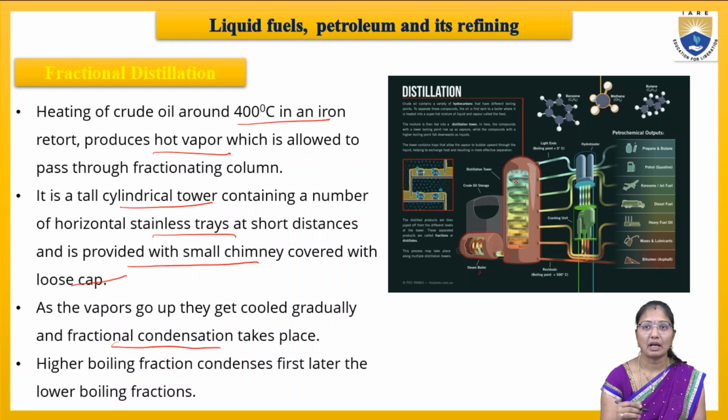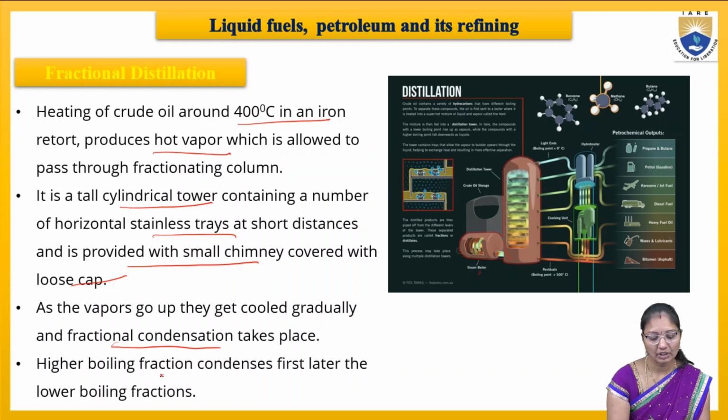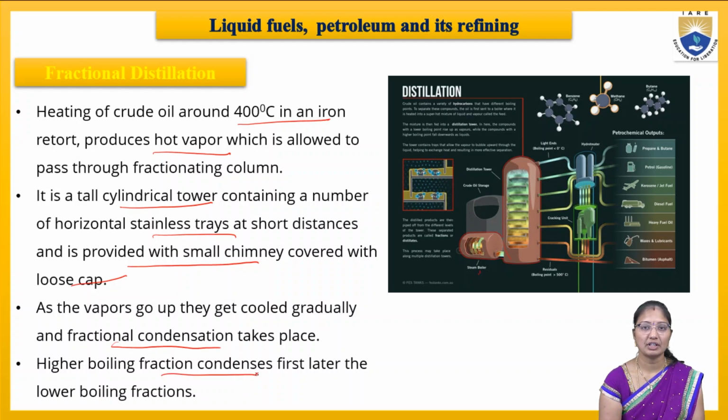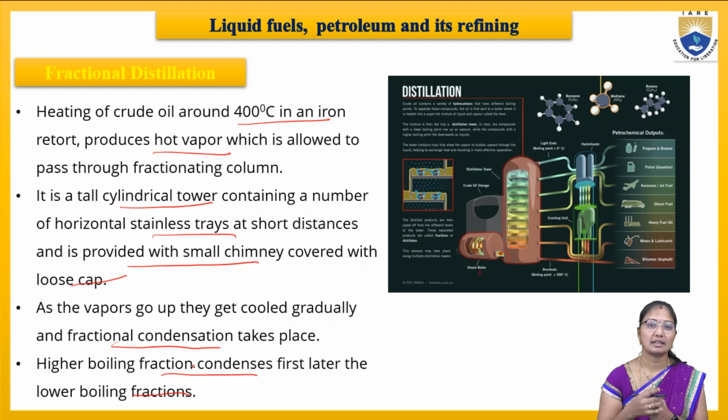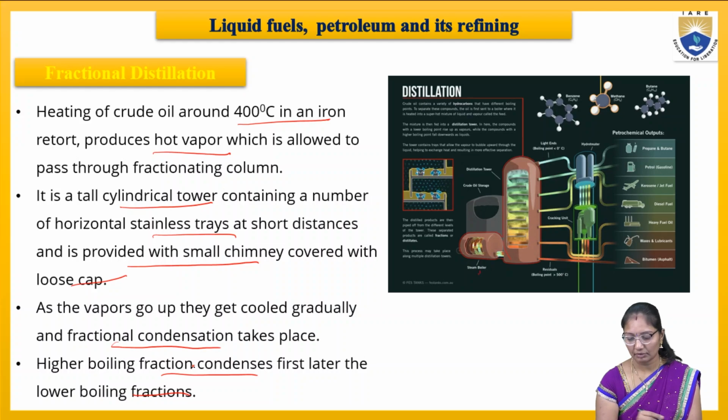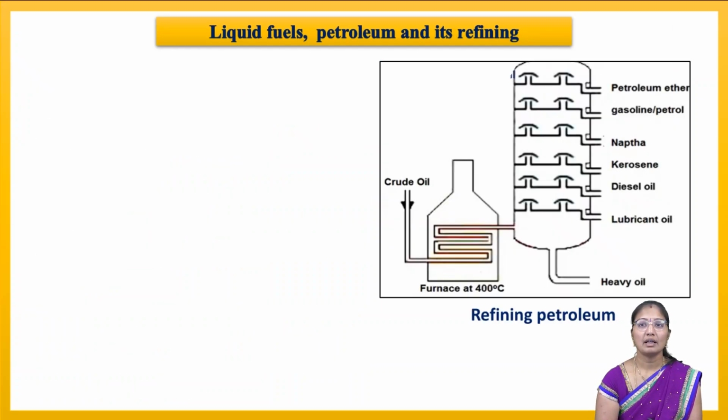As the fumes go up, the temperature comes down and they get cooled gradually. The higher boiling fraction condenses first, and the lower boiling fractions come next. The higher boiling fraction condenses easily, and the crude oil having the lower boiling fraction will be eluted last. So this is the pictorial representation of refining petroleum.